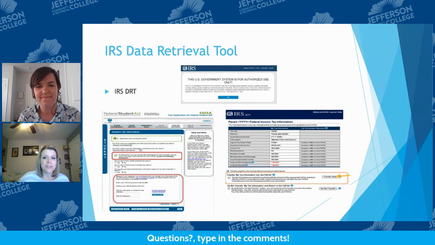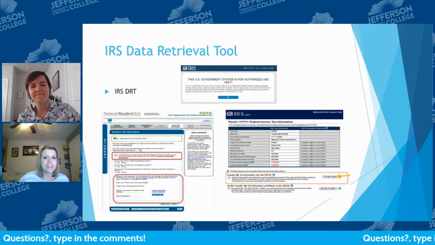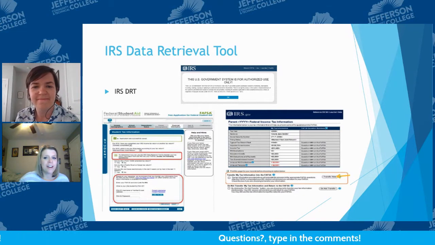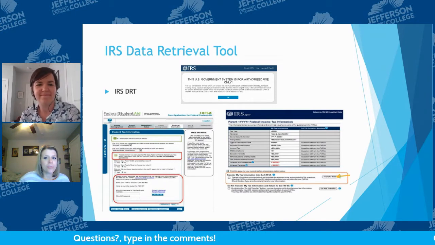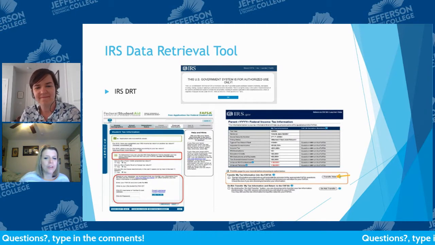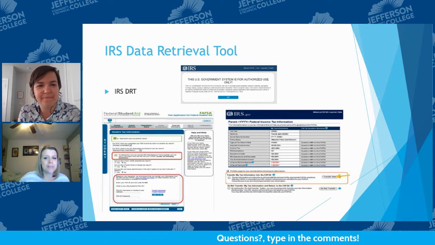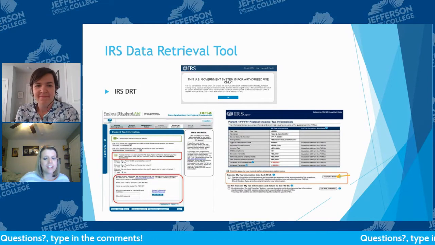The IRS Data Retrieval tool is a helpful tool that will allow students and parents to connect to their tax return already submitted to the IRS and have the pertinent data automatically uploaded to the FAFSA. This helpful tool prevents you from having to dig out old copies of tax returns and manually place that information on the specific lines of the FAFSA.